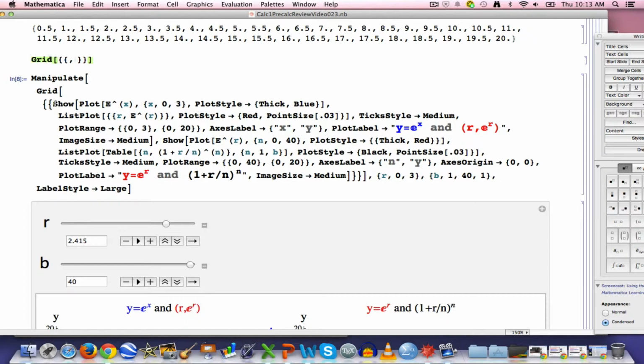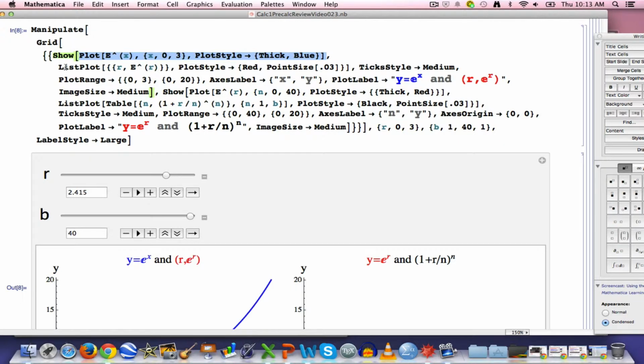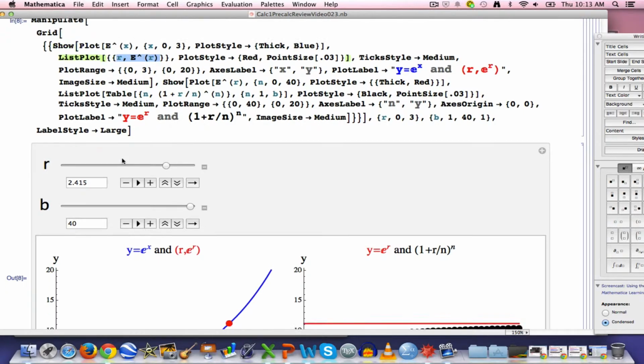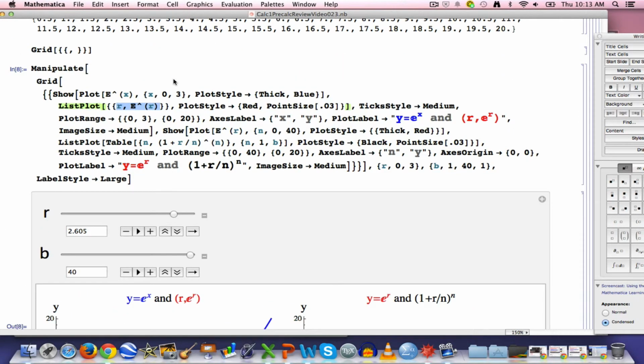So the one on the left comes from this. Show again combines graphic objects. What am I combining there? I'm graphing e to the x in blue. You can see that's in blue down there. I'm graphing the red dot, r comma e to the r, with ListPlot. r is an animation parameter. Here's the red dot for a fixed r. But if I change r, the red dot moves, making it red. You can see right there. The rest of what you see here is just formatting.